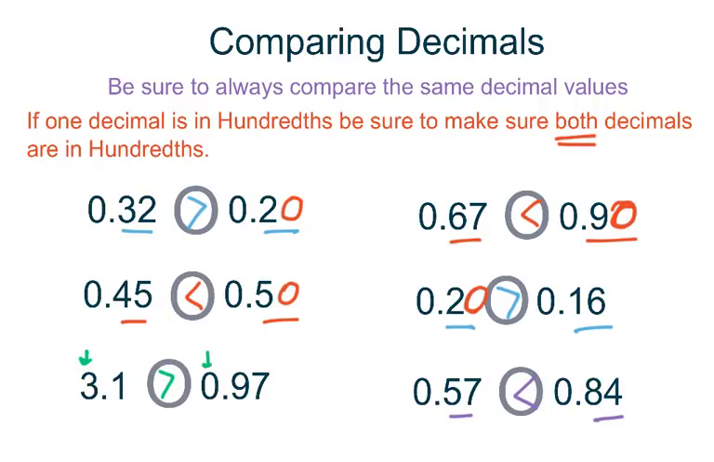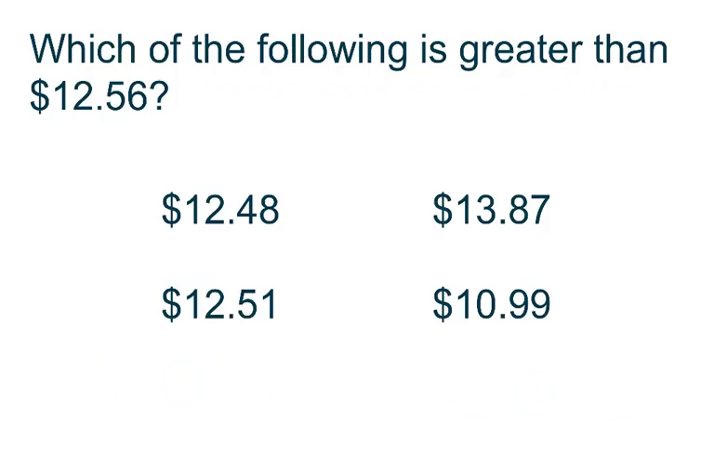All right? Comparing decimals, pretty straightforward, pretty simple. Just make sure that if you have a decimal that's in hundredths, then you turn both of them into hundredths to compare. The last thing we're going to look at is this word problem.